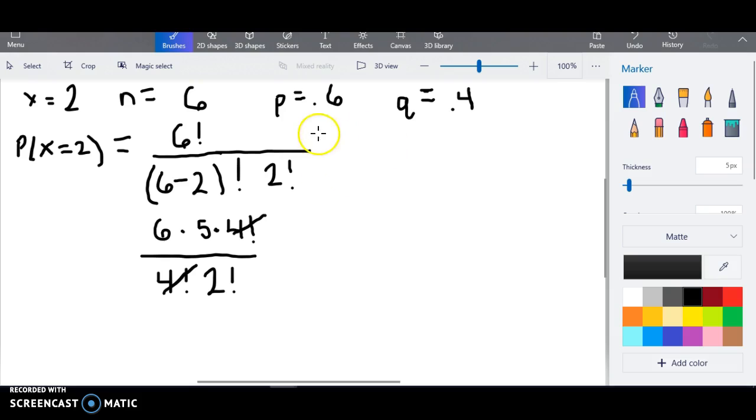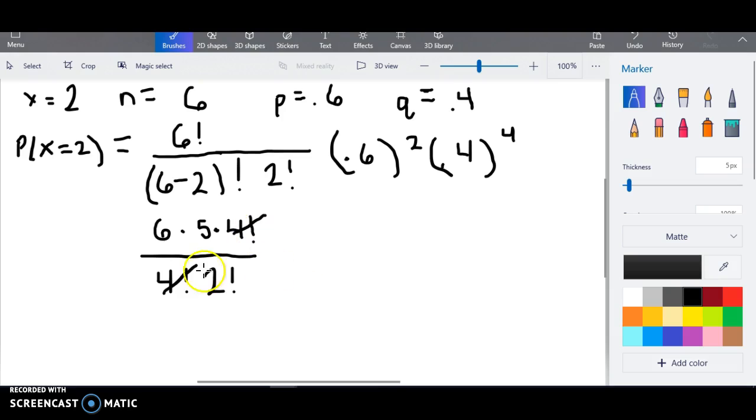And I forgot to finish my formula up here. So we're going to have P to the X, which is 0.6 to the 2, and then times Q, which is 0.4, to the N minus X, so 6 minus 2, which would be 4. If you plug it in right, that's the hardest part really, is putting everything in the right place.